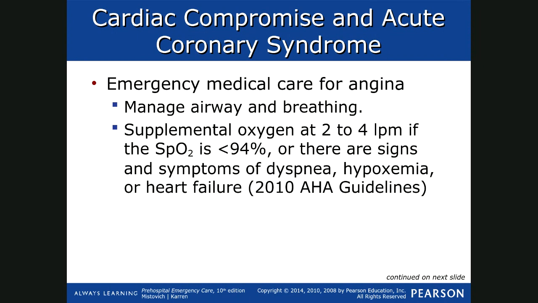Okay, so what do we do for angina? Well, if their sats are below 94%, it really depends on how far below 94% they are, on whether we want to give them a nasal cannula or go with a non-rebreather. In 2010, the American Heart Association came out and said that if the oxygen saturation is 95% or above and they're having a heart attack, then they do not need supplemental oxygen. Only if it's below 94% do they need supplemental oxygen.